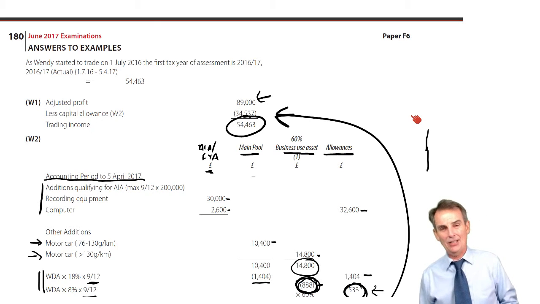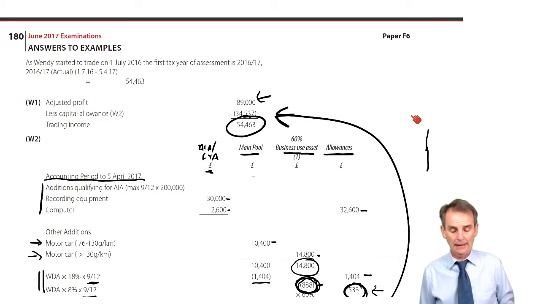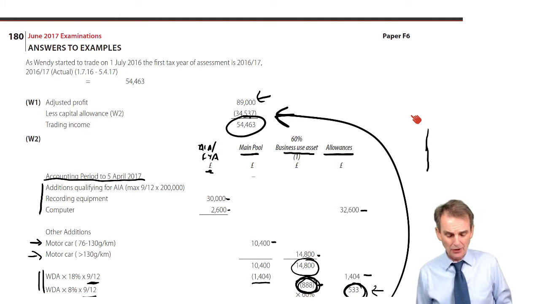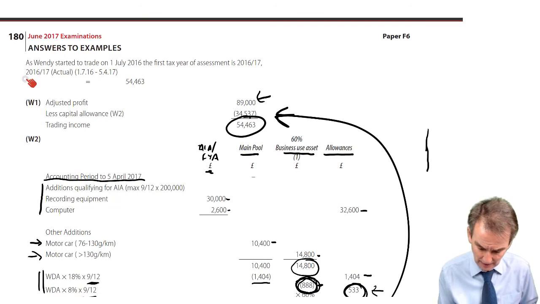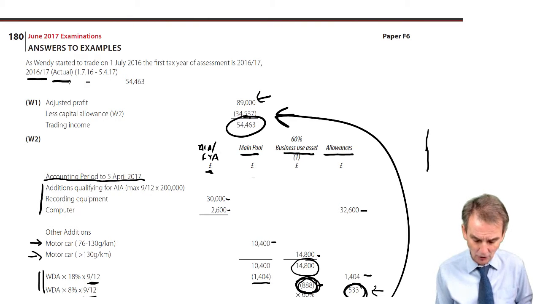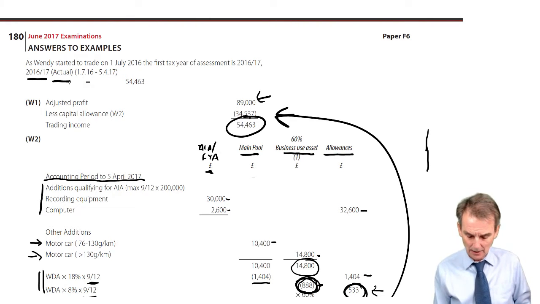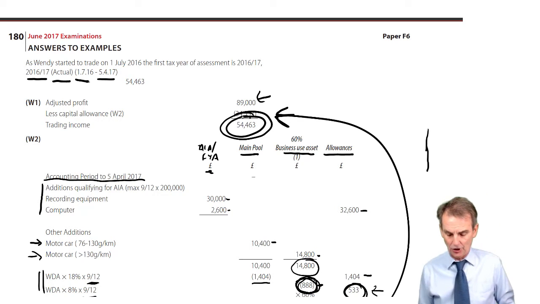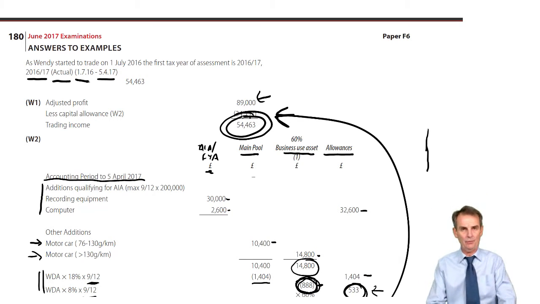Now, this is made easier because of the choice of accounting date. We see that we started to trade on the 1st of July, and very kindly, we established the 5th of April as our accounting date. It means that 2016-17 is our first tax year. The basis of assessment in the first tax year is actual. The basis period is the start date through to the following 5th of April, and we now know for that period that we've got a tax-adjusted trading profit of 54,463.